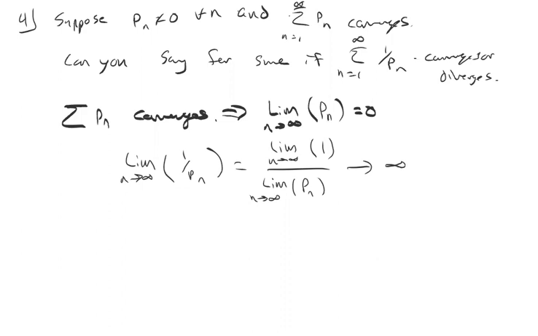Now, there's some nuance here with, like, does it want to go to positive infinity or negative infinity? But that doesn't matter, because we know that the limit is not 0. That's the key. So not 0. And if it's not 0, then by the divergence test, that sum has to diverge. So we can conclude that the sum of 1 over p to the n diverges by the divergence test.